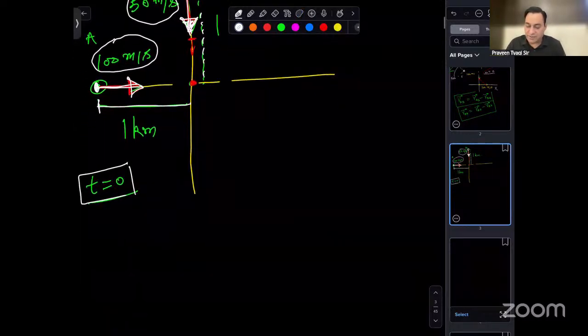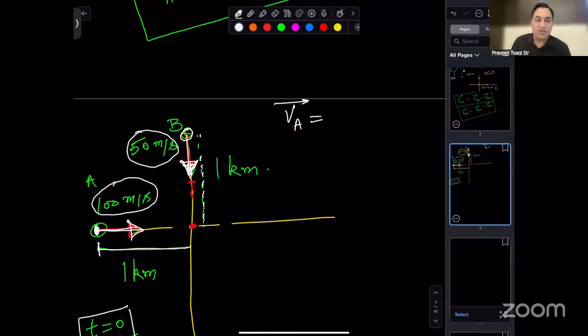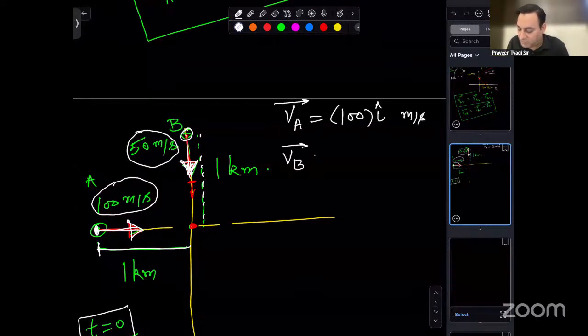Let's draw the diagram again. First thing is, can I write velocity of A in vector form? Everyone, please help me. Can I write velocity of A as 100 i cap meters per second? This is velocity of A. Is it correct? Yes, great. Now velocity of B will be minus 100 j cap, yes or no?